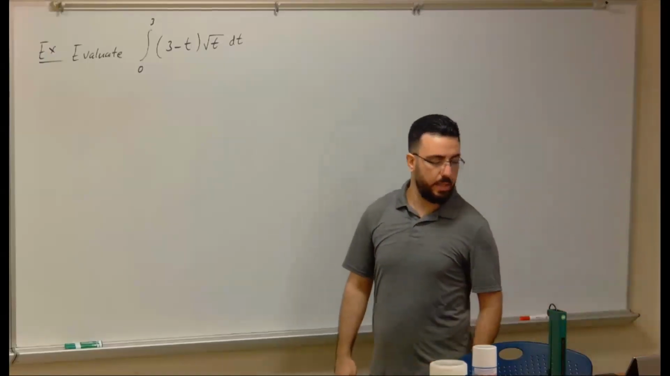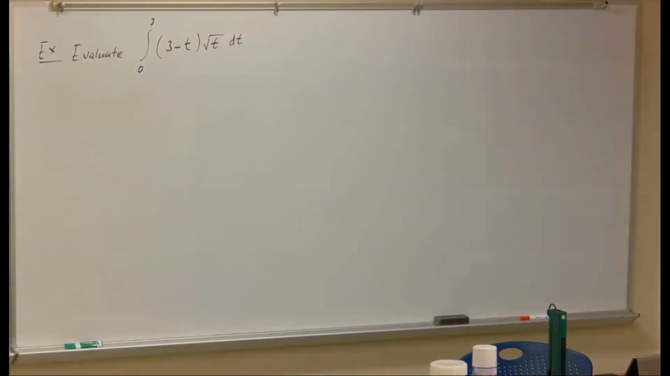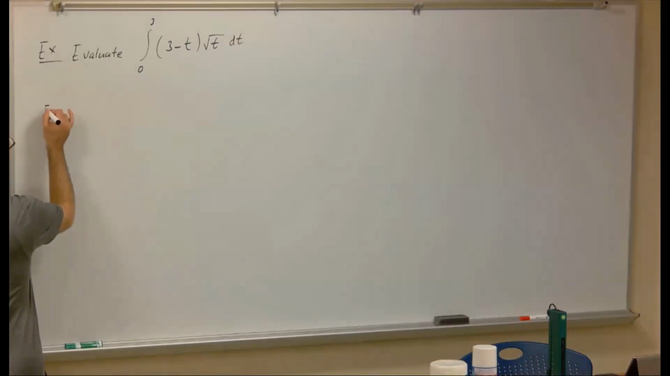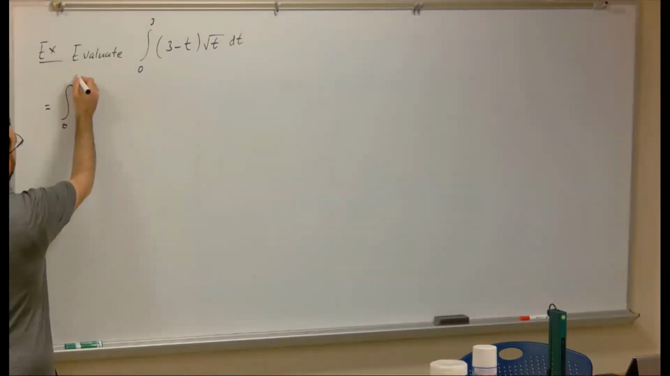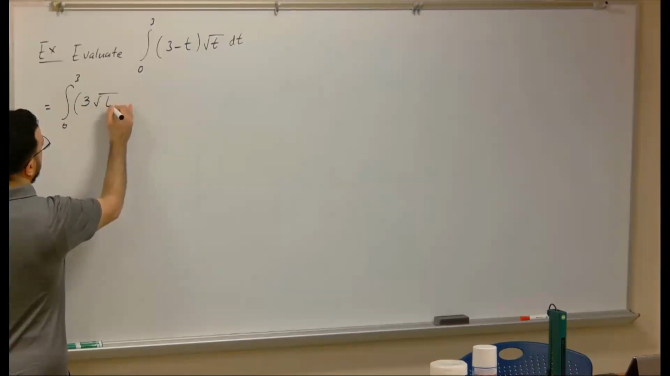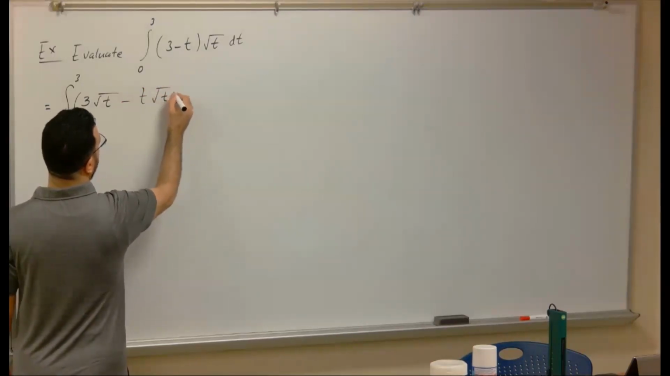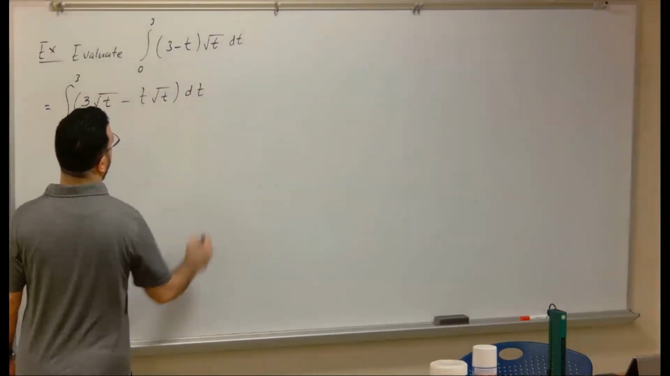So let's find the definite integral from 0 to 3 of (3 minus t) times the square root of t. What's the first step you have to do? We're going to distribute the square root of t. So this is equal to the integral from 0 to 3 of 3 square root of t minus t square root of t dt.